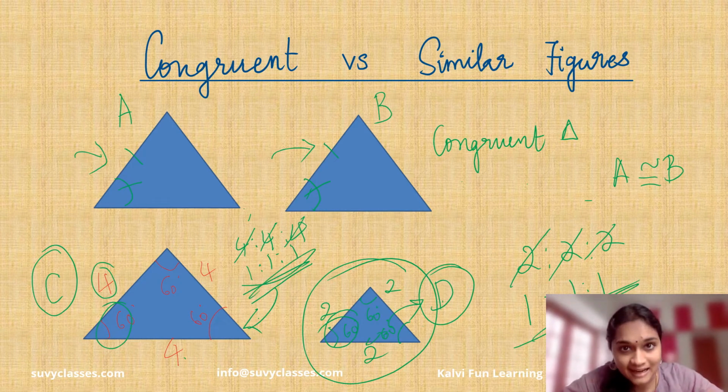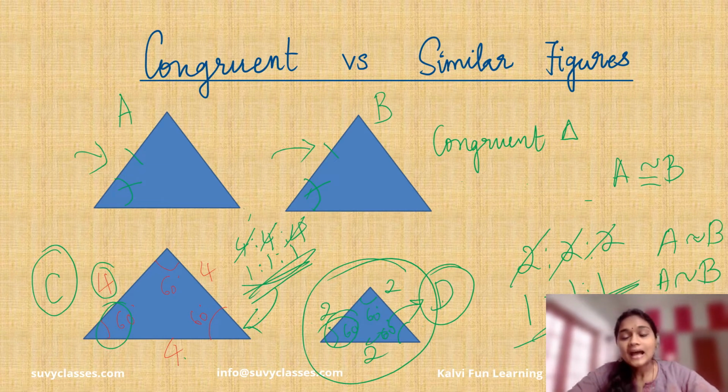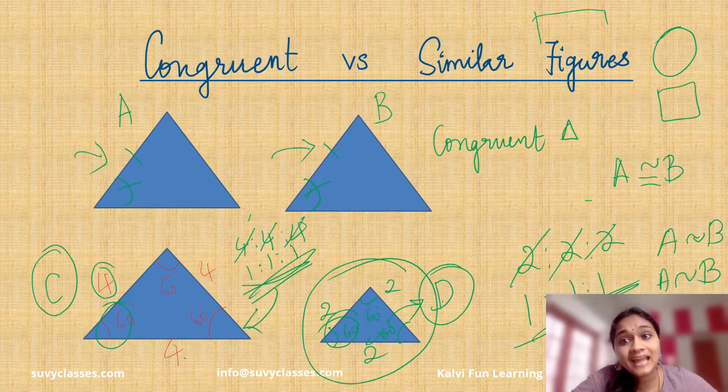1:1:1 in both triangles. We call these similar figures, and I can represent it like this: A is similar to B. Got it? I can have similarity in circles. I can have similarity in squares. I can have similarities in any quadrilateral or any figure, as long as the angles are equal and the sides are of the same ratio. They are called similar figures. Okay?